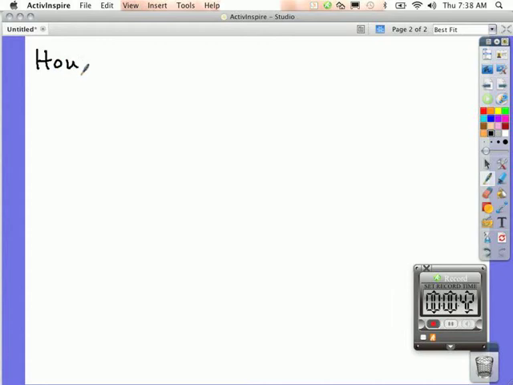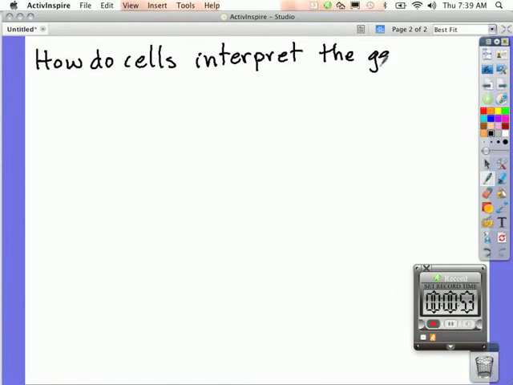How do cells interpret the genetic code? Do we write these down? Sure.